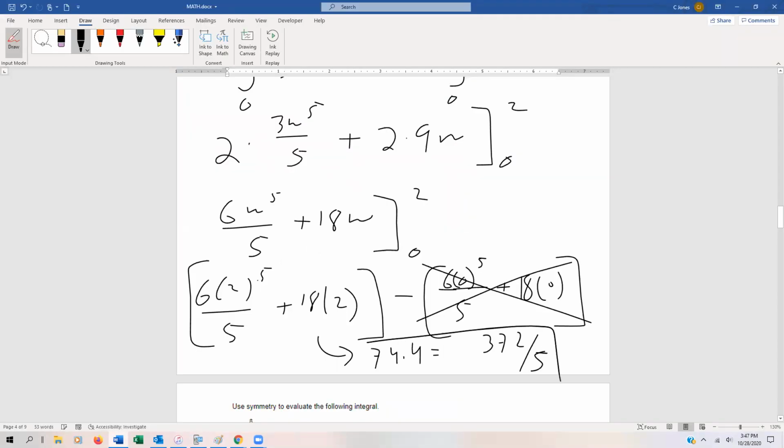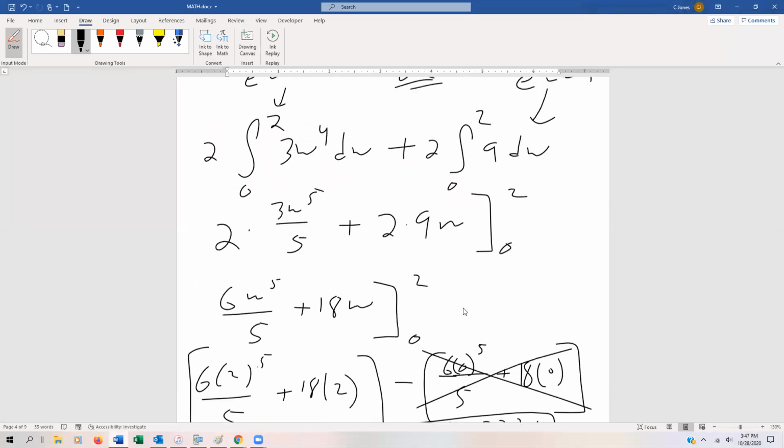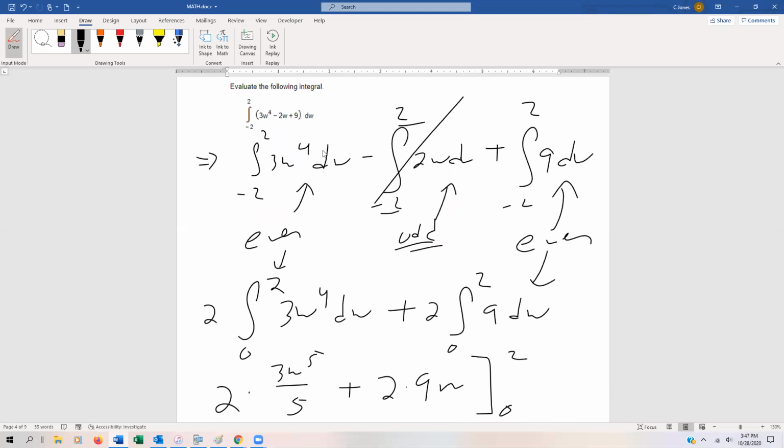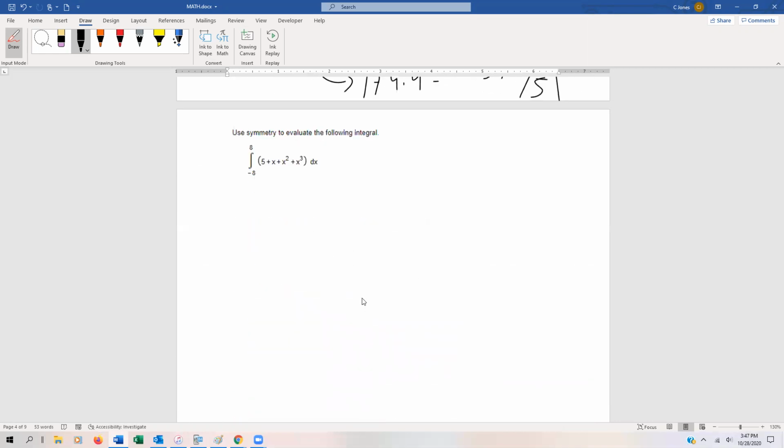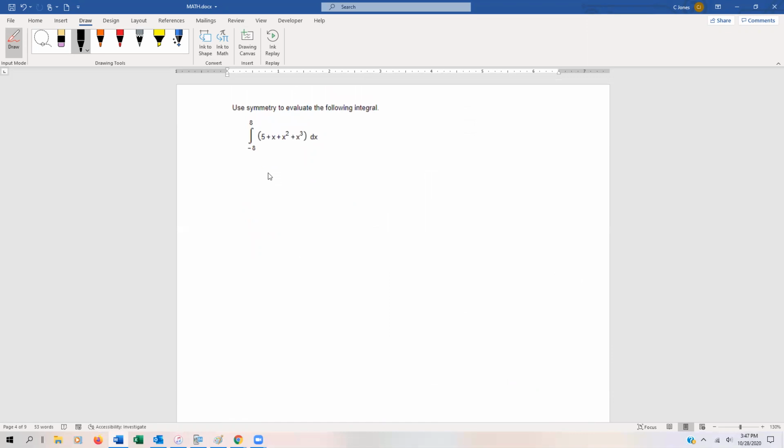All right, so that makes it really easy to be able to evaluate rather than going through and having to do 3 separate integrals and then plugging in a -2. It just makes it a lot easier for us to work with. Right. One final example in the same vein. So we want to evaluate the integral from -8 to +8, 5 plus x squared plus x cubed dx.